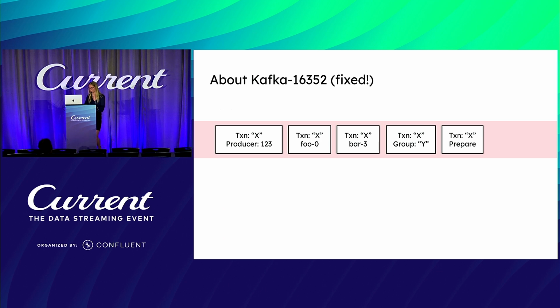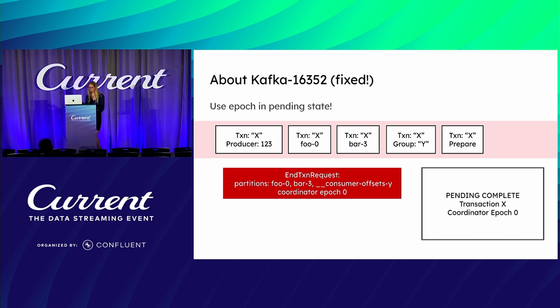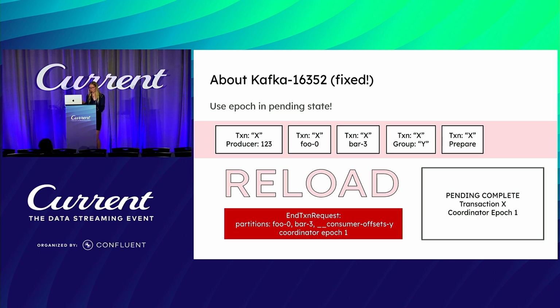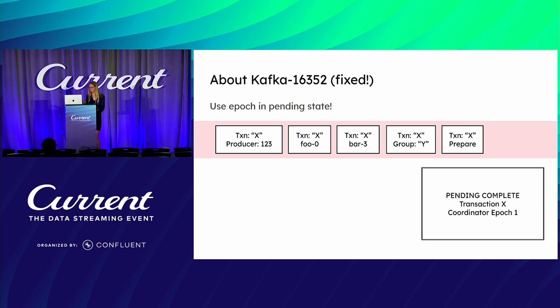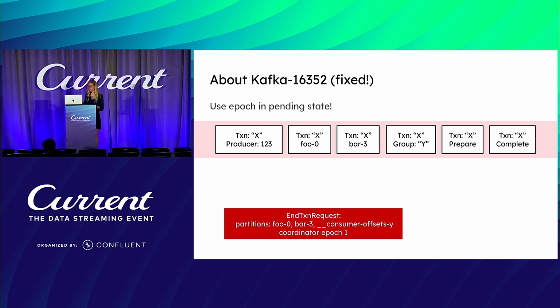The good news is, though, that we fixed this issue. And the way we fix this issue is pretty simple. Now in our pending state, we're just going to include an epoch. And so in the case where we reload, we just need to update that epoch to be the newest epoch. And so when we get the stale response, we just ignore it because it's the old epoch. And when we get the correct response, the latest epoch response, we can write that complete marker. And the transaction state is complete, and the producer can start a new transaction, and everything will continue as normal.